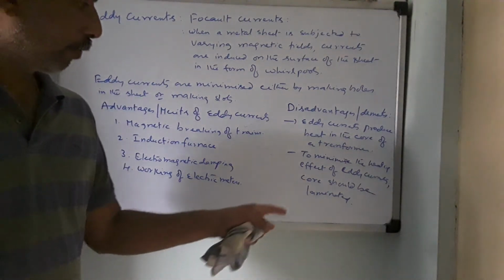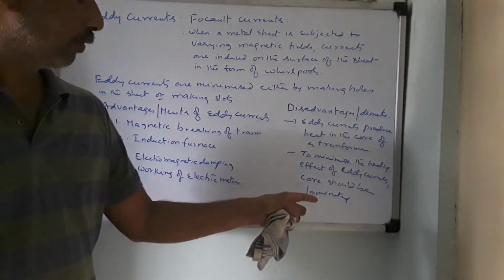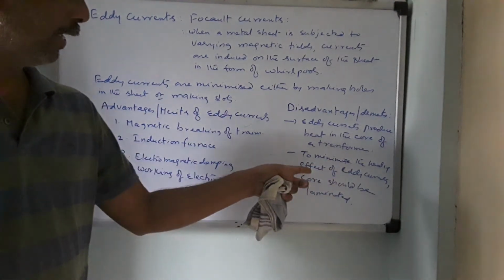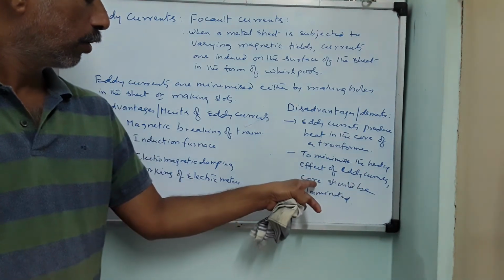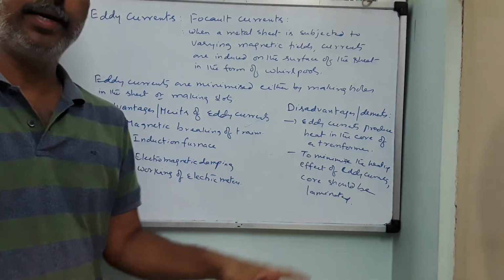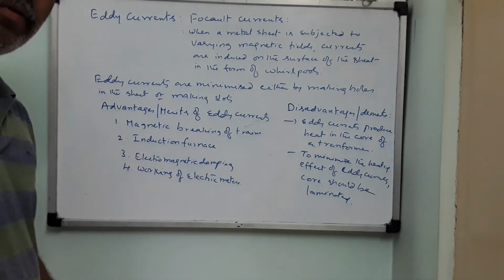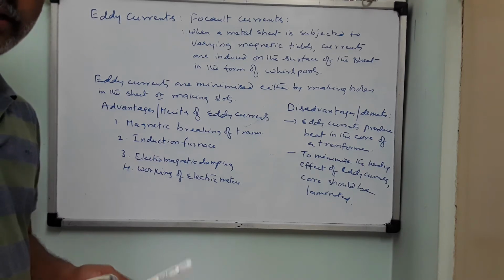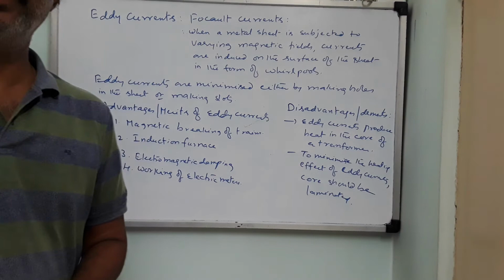I hope you can see this, because it is arranged in a corner, so I am unable to get sufficient light. So to minimize the heating effect of eddy currents, core should be laminated. Laminated cores will have less surface area, so therefore the magnitude of eddy currents will decrease, so that heating effect also will decrease. So this is one of the important questions for board examination.